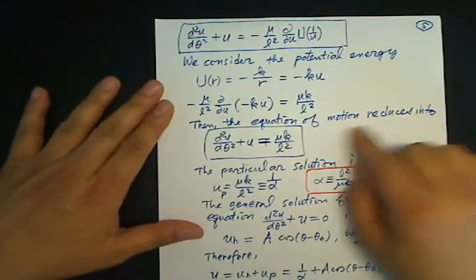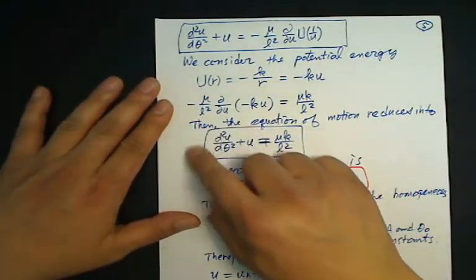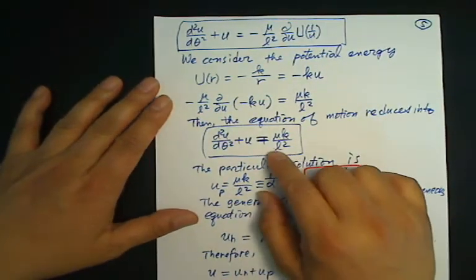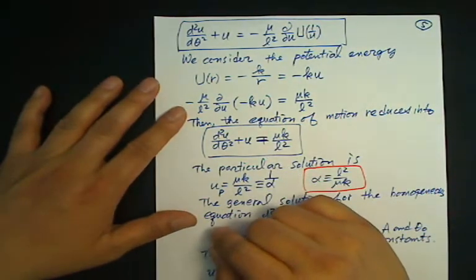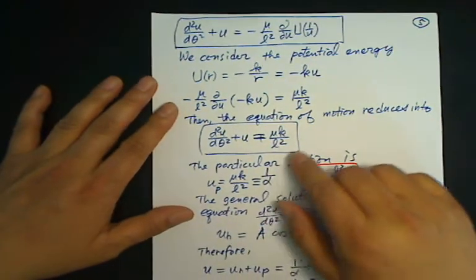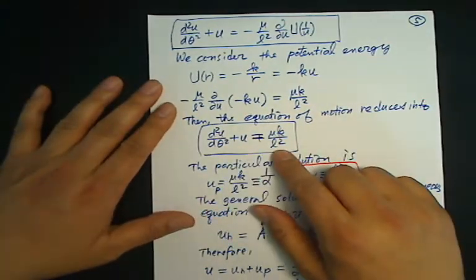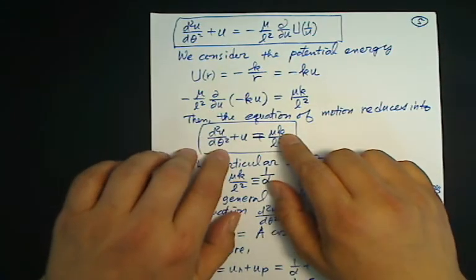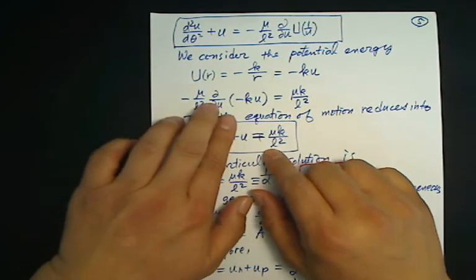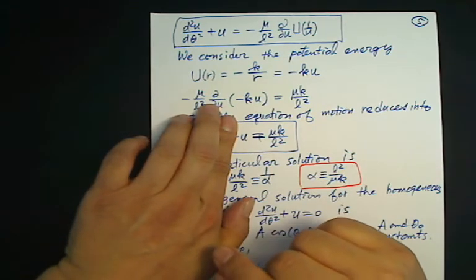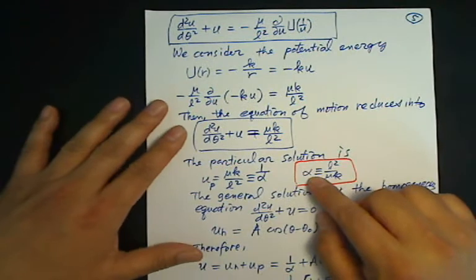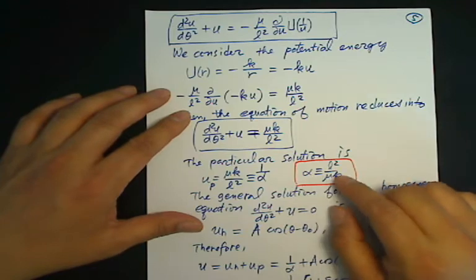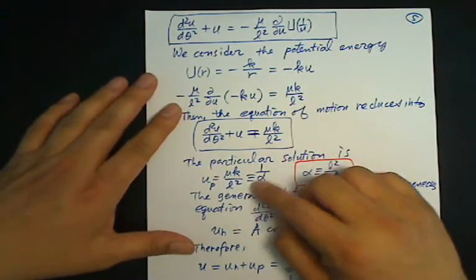Then the equation of motion reduces to a harmonic oscillator form if the constant were zero. This is a harmonic oscillator with a constant force. So a particular solution can simply be applied. This one is constant, and if I take the theta derivative, it vanishes, so this is the simple particular solution. We introduce the semi-latus rectum alpha, L squared over mk. So the particular solution is 1 over alpha.